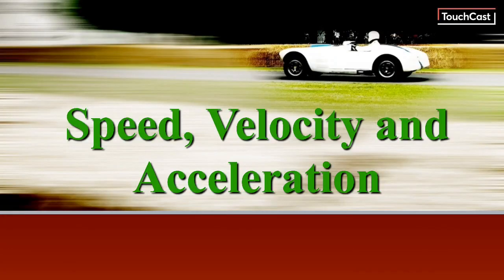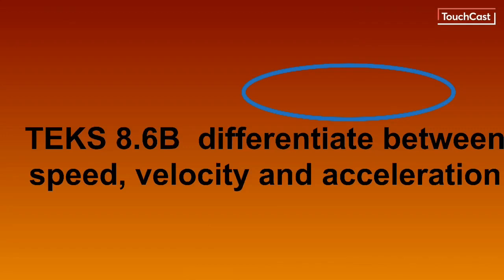Alright, ladies and gentlemen, we are doing 8.6B, speed, velocity, and acceleration. We are differentiating between those three words. You have your Cornell notes that look like this. Sorry that it's sideways, but you get the gist. Here's our TEK: we are differentiating between speed, velocity, and acceleration. Keyword: differentiate. We want to tell the difference between speed, velocity, and acceleration.